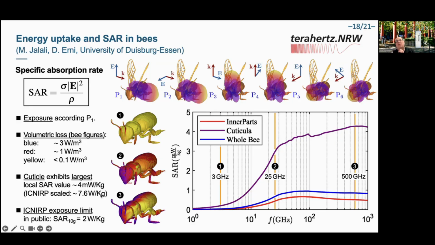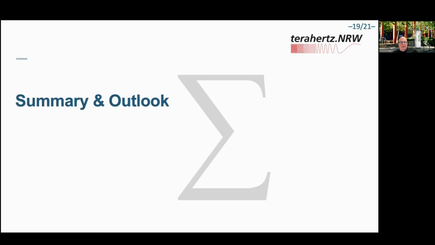I have to say it's a very unfair comparison, but at least it provides a very important fact: that we really have to look into these figures, because the figure is more than 3 times larger than what would be allowed for humans. So, coming to a summary and the conclusion.